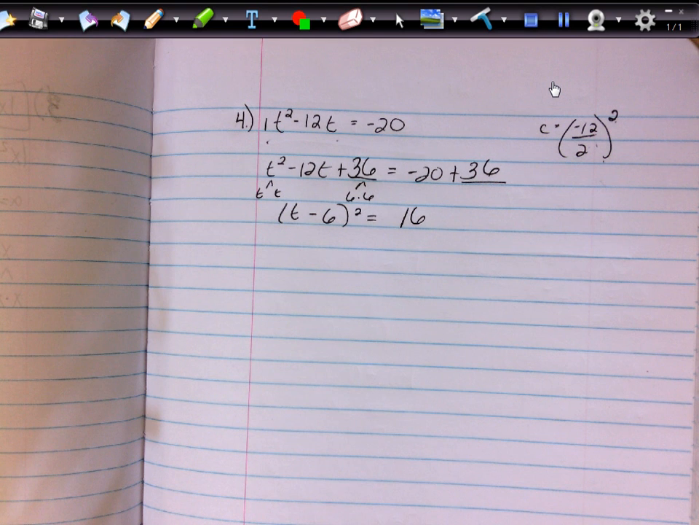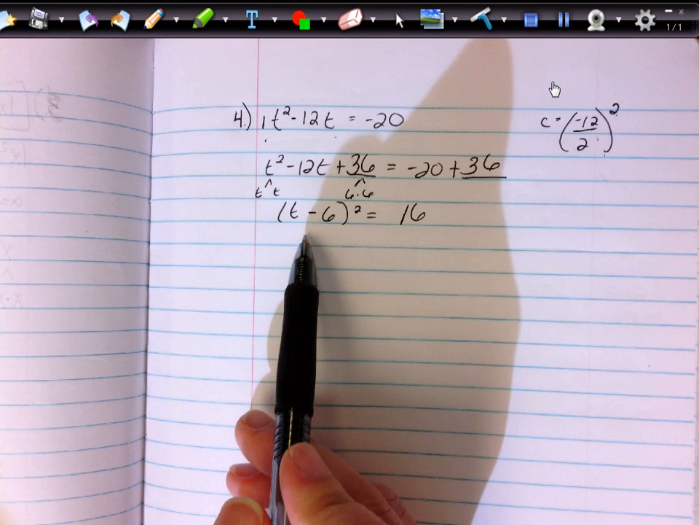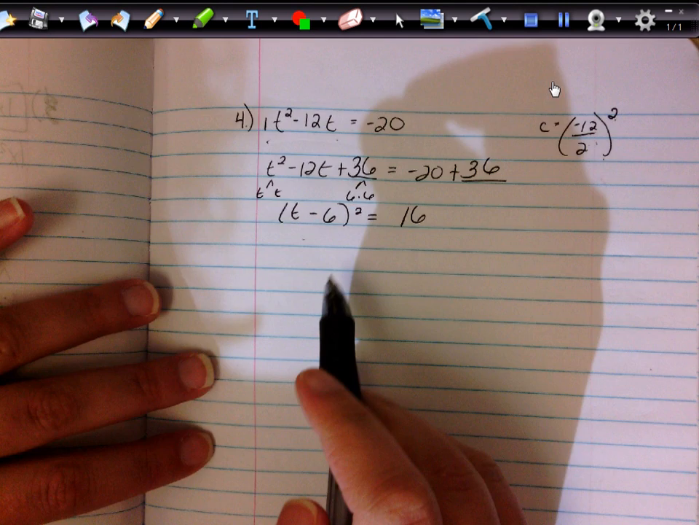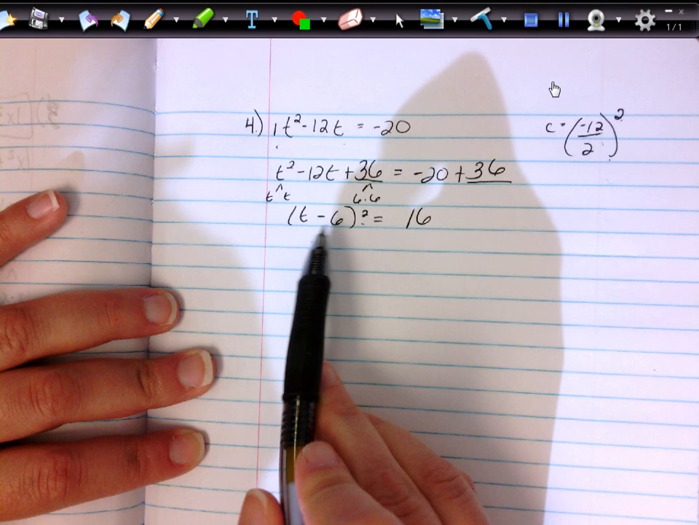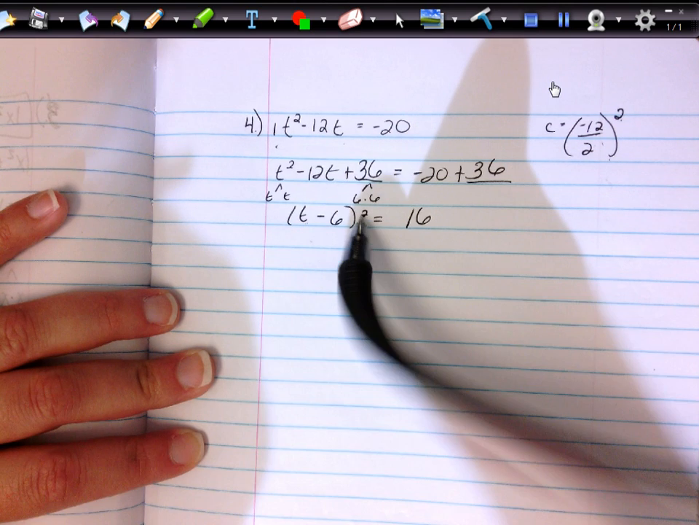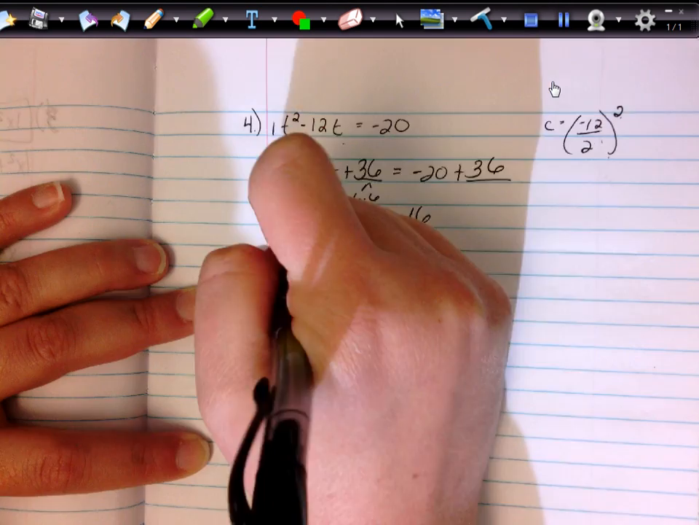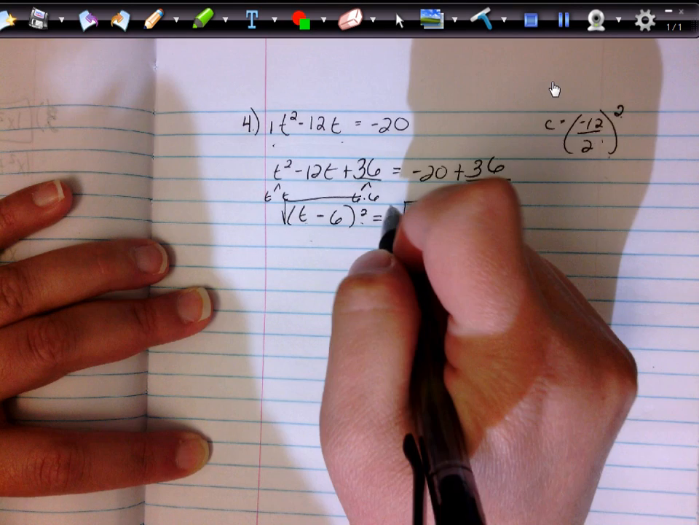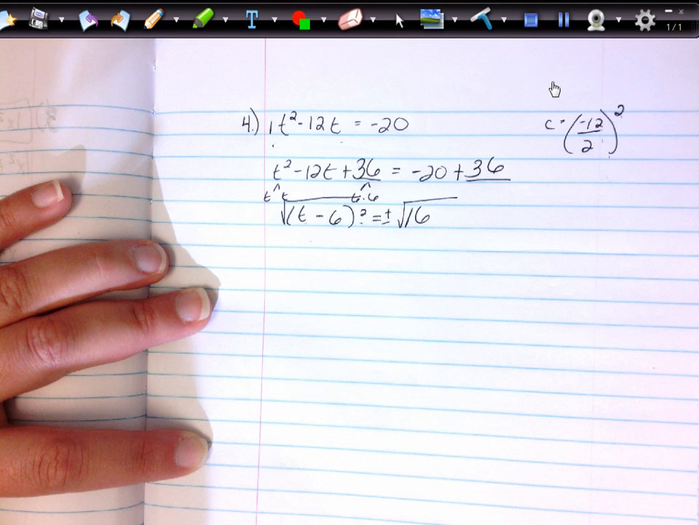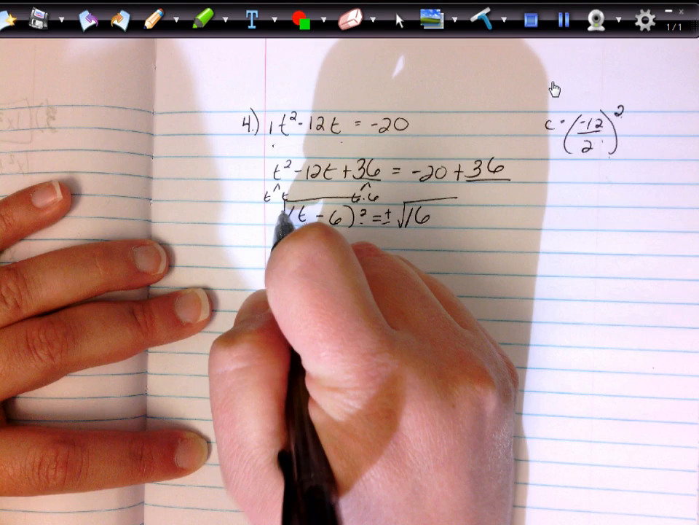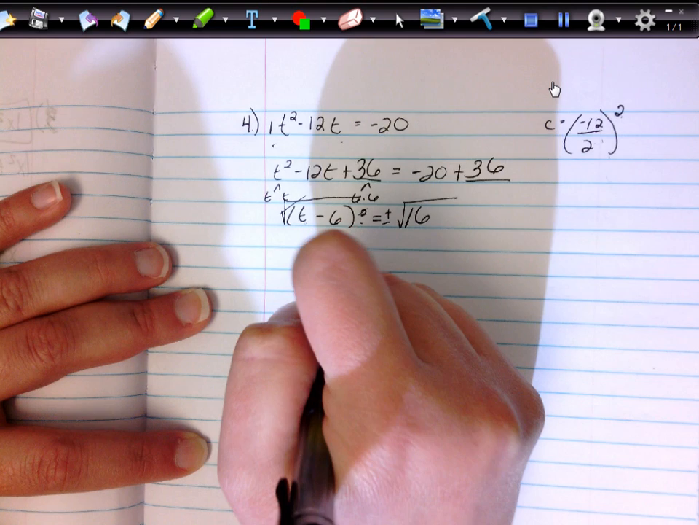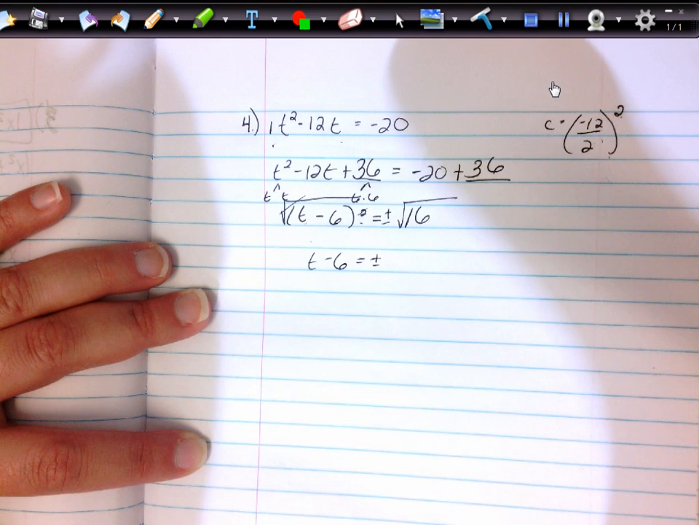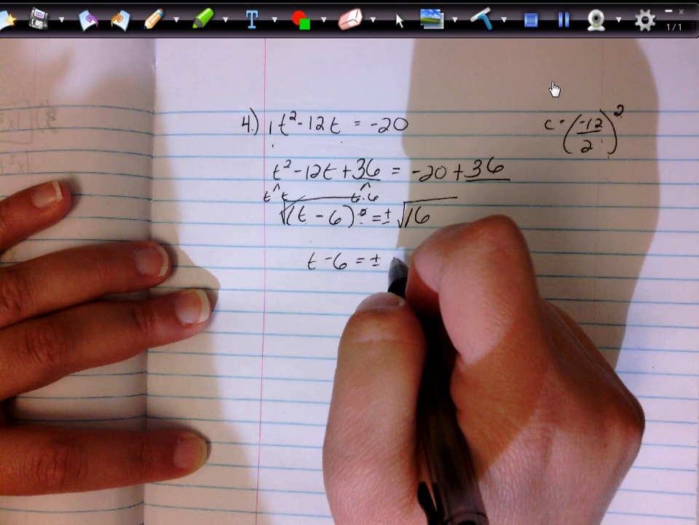After we've gotten to this step, so we found the c value that we need. We've added it to those sides, and we've factored the left-hand side. Now it goes back to what we were doing yesterday. In order to get rid of this squared, because we need this t right here by itself, the opposite of squaring something is taking the square root. And we know that anytime we take the square root, we have to have the positive and negative version of that. So here the square and the square root are going to cancel, so I'm left with t minus 6 equals plus or minus, and the square root of 16 is 4.